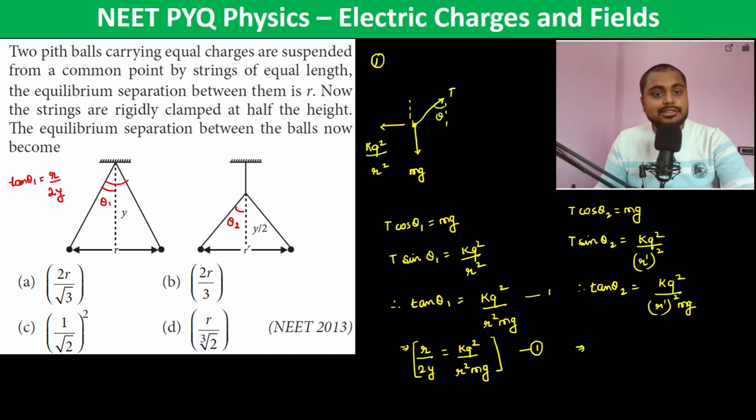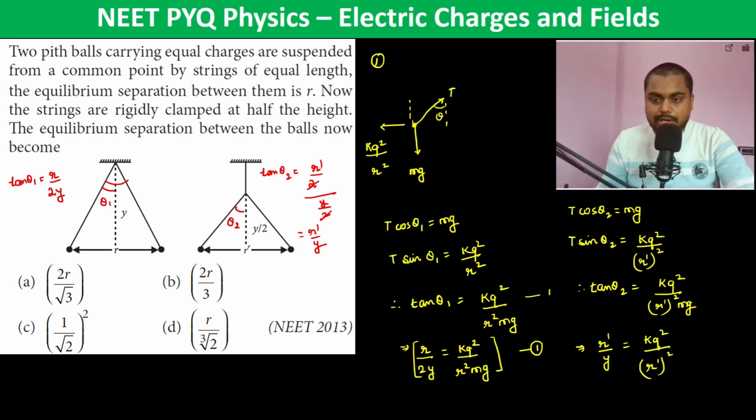Now what is tan theta 2 here? It is r dash by 2 divided by y by 2. Earlier it was y, but now it becomes y by 2. So tan theta 2 is r dash by 2 divided by y by 2, so basically this is r dash by y. So let us write here r dash by y is equal to kq square by r dash whole square mg. This is the second equation.